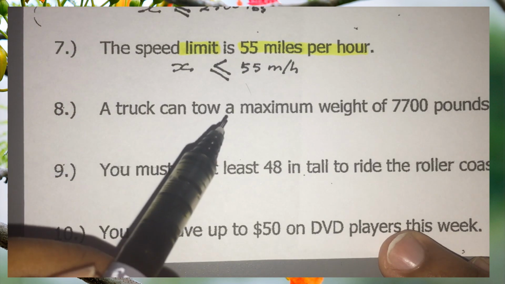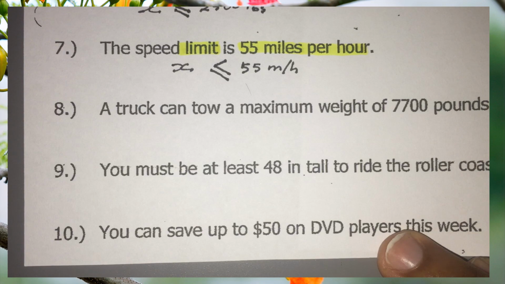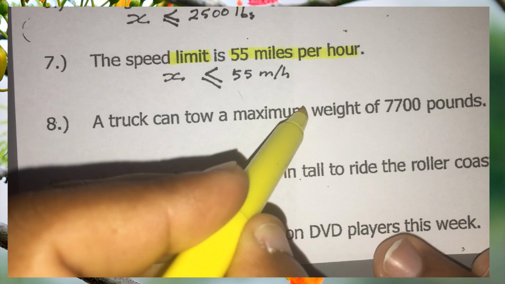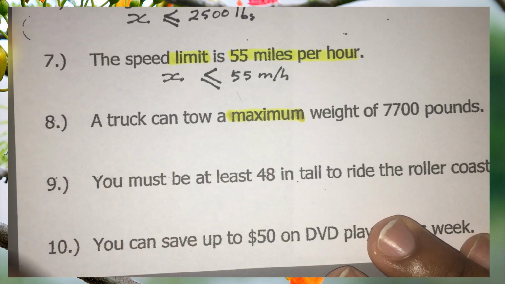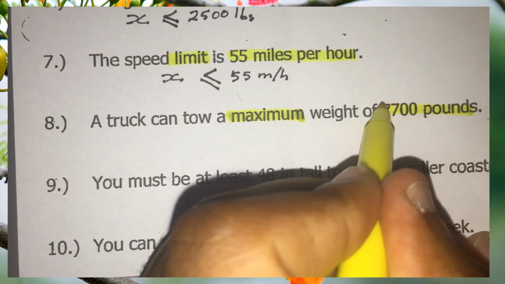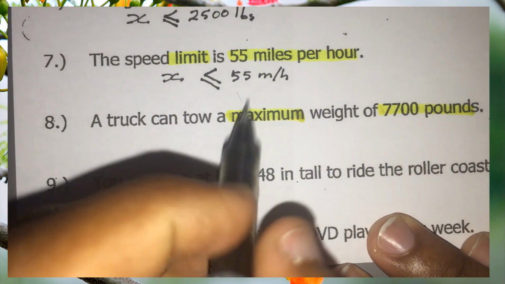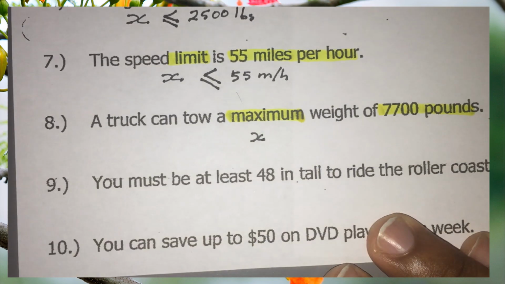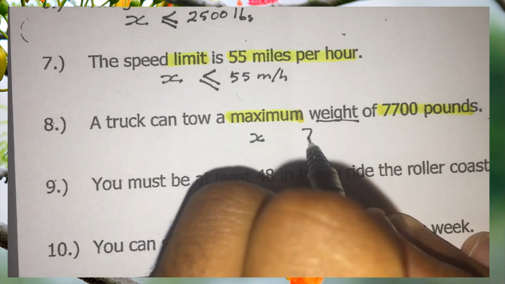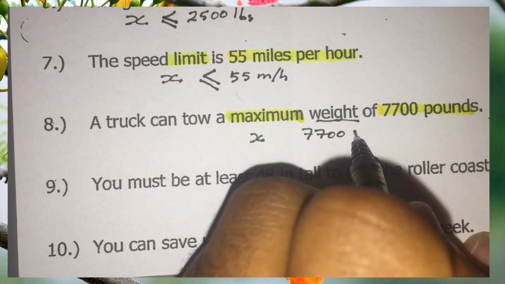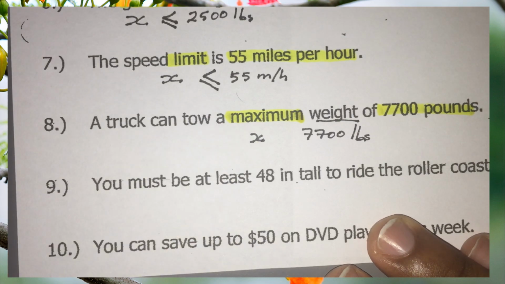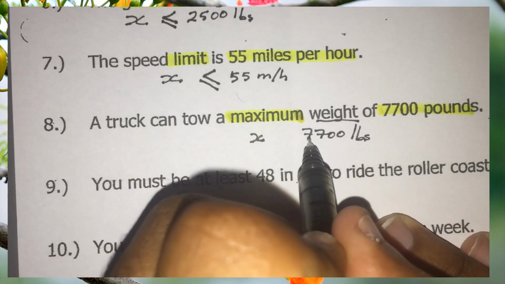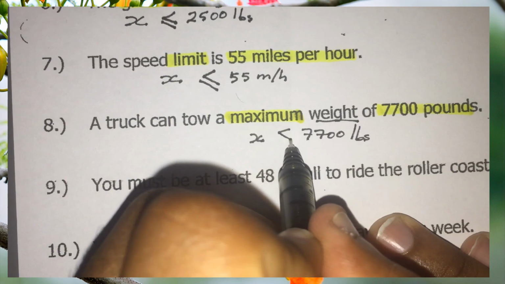A truck can tow a maximum. Look at that keyword. Once you see them, it's like they just jump out at me. A maximum, that means the most it can ever go. So a maximum weight of 7,700 pounds. So we're comparing some weight that we don't know, which is X, to 7,700 pounds. And it says the maximum, that means the most it can ever go. So that means the 7,700 would be the limit.